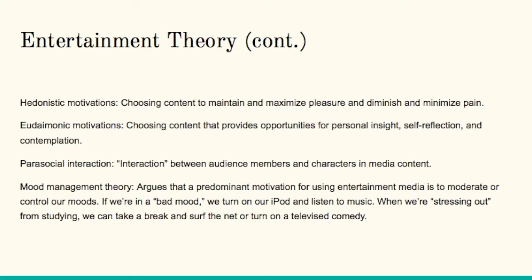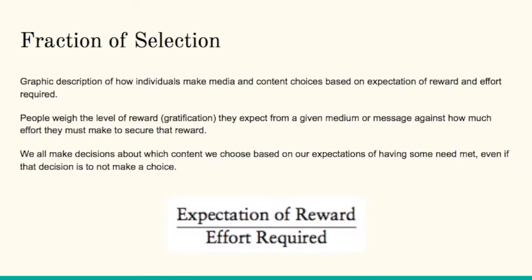One of the most important, in my opinion, is the mood management theory, which argues that a predominant motivation for using media entertainment is to moderate or control our moods. It articulates some of our common sense notions about what we are doing when we seek out entertainment. If we're in a bad mood, we turn on our iPod and listen to music. When we're stressed out, we can take a break and surf the net.